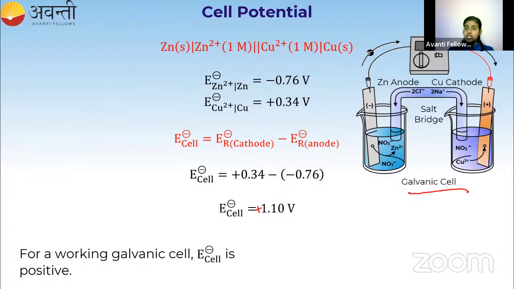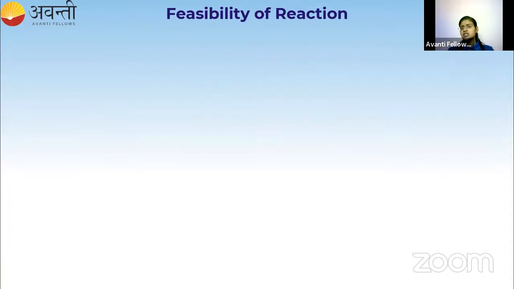Now let's go for the feasibility of reaction. Feasibility means the possibility, whether the reaction is possible at this particular condition or not. That we will discuss by using one formula, which is very, very important. The formula is the relationship between delta G and E naught.